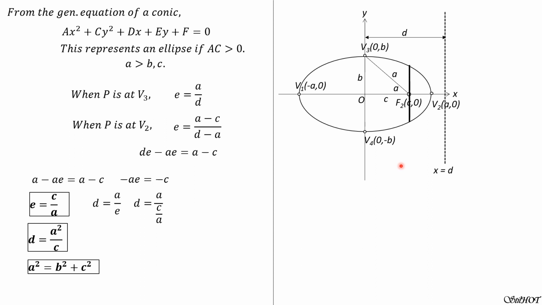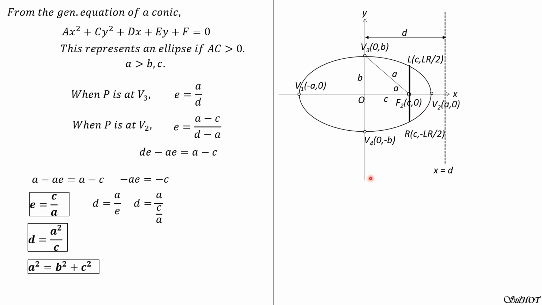Then let's have the length of latus rectum. We define latus rectum as a line segment perpendicular to the axis, in this case the major axis, through the focus. So this is the latus rectum. And because the ellipse is symmetric with respect to the major axis, the coordinates of this point, call this L, would be C comma half of the length of latus rectum, LR over 2, and for the lower point R, C comma negative LR over 2.